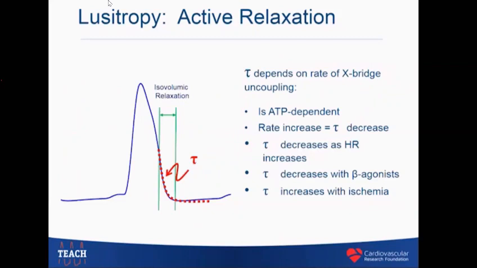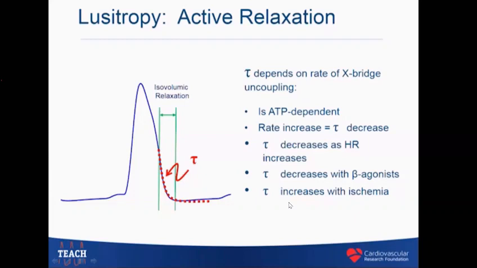Lusitropy, the active relaxation part, is the isovolumetric relaxation part only. So the rest of it is passive. The isovolumetric relaxation part between the aortic closure and the mitral opening is when the heart is actively relaxing and detwisting. And this is where the energy is needed. And this increases as the heart rate increases. It decreases with the beta agonist, and it increases with the ischemia.